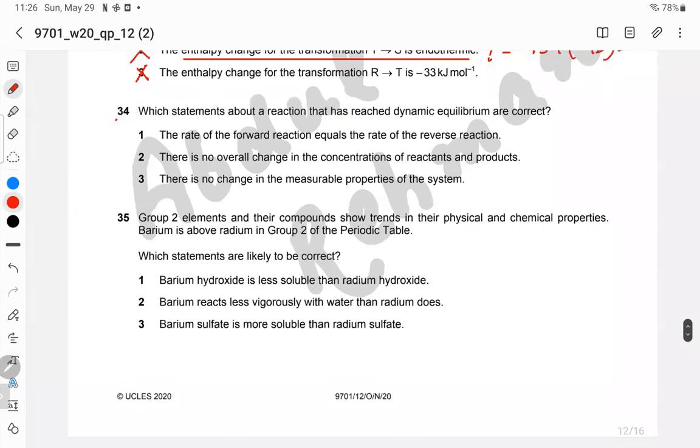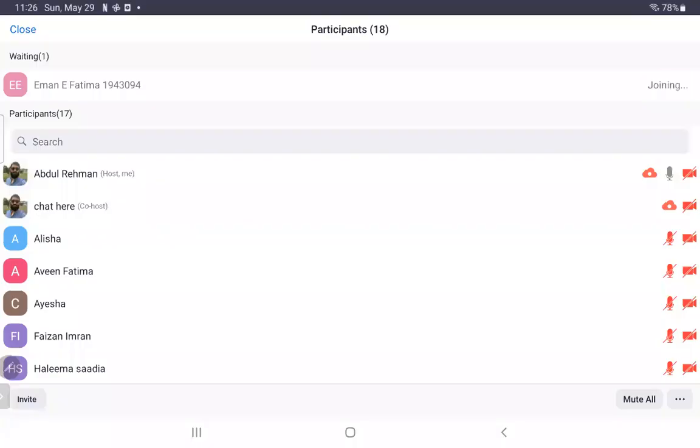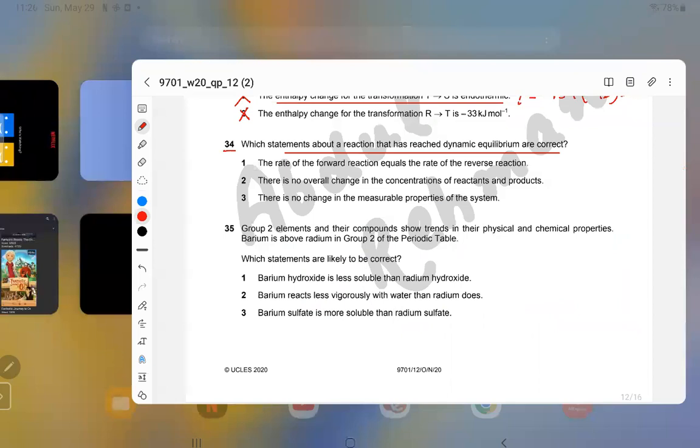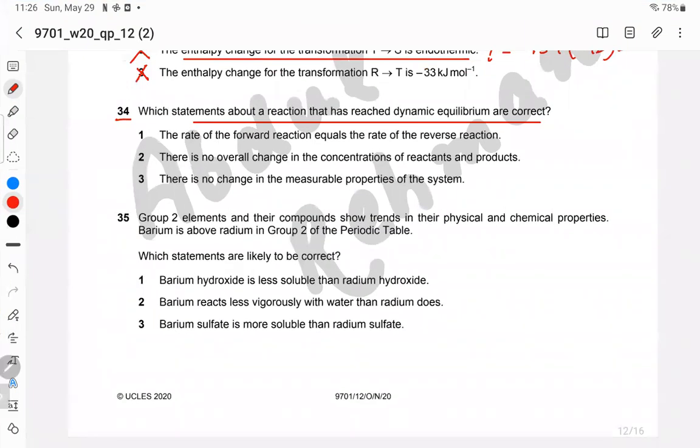Now question number 34. Which statements about a reaction that has reached dynamic equilibrium are correct? For that question, you have to remember and memorize the characteristic features of dynamic equilibrium. The first statement says the rate of forward reaction equals the rate of reverse reaction. Yes, this statement is correct. And this is how we explain dynamic equilibrium.